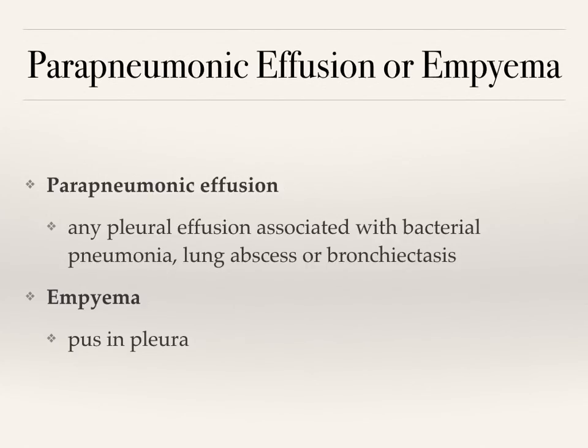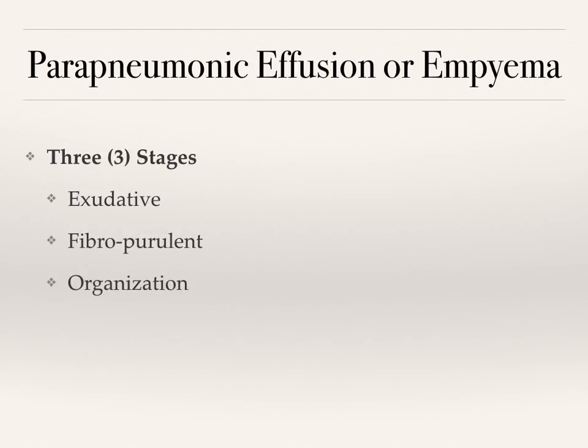Let's go now to the parapneumonic effusion or empyema. Parapneumonic effusion is any pleural effusion associated with bacterial pneumonia, lung abscess, or bronchiectasis, while empyema is simply described to be pus in the pleura. There are 3 stages of this process. First is your exudative, followed by fibro-purulent, and organization stage.